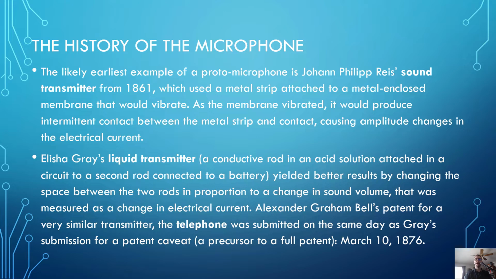Alexander Graham Bell's patent for a very, very similar transmitter, the telephone, was actually submitted on the same day as Gray's submission for a patent caveat. They were both submitted March 10th of 1876.